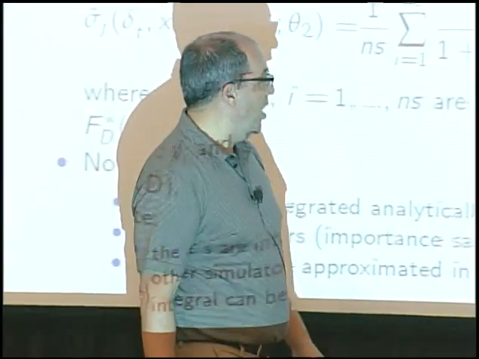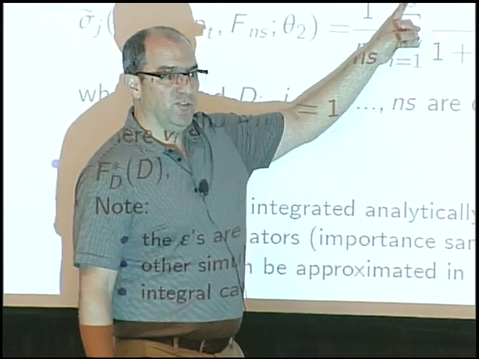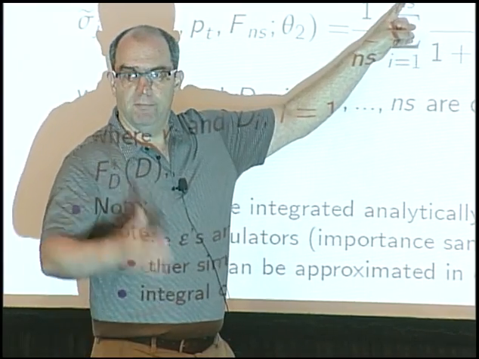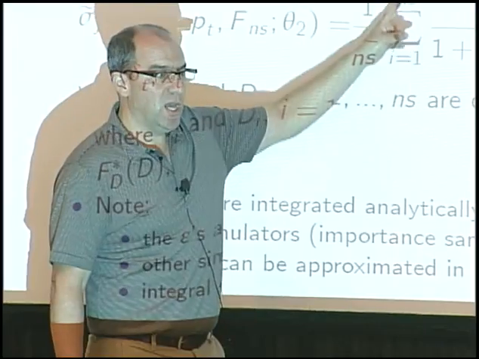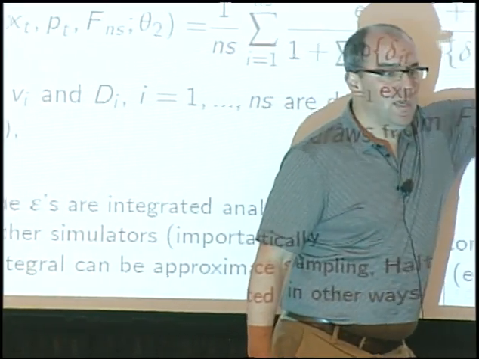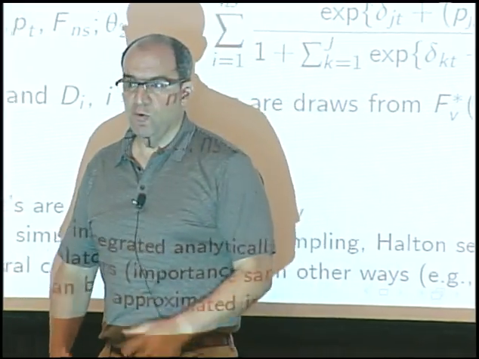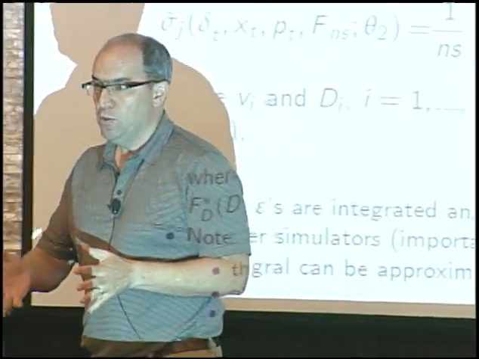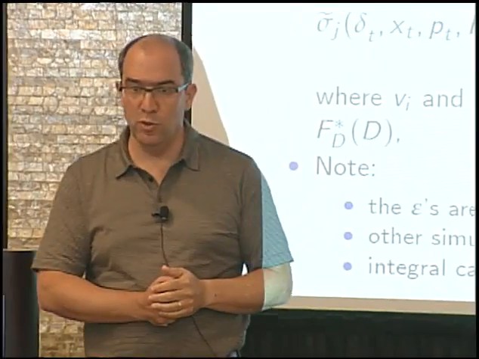I'll talk about them somewhere down here, but let's just intuitively see how we do that. And the basic idea is the following. What we're going to do is draw, NS here is the number of simulation draws. Okay, so think of, let's assume it's 100. So you take 100 draws from the distributions of DI and VI. Right? So let's assume VIs are just normal. Okay, so you take 100 draws from the normal distribution.